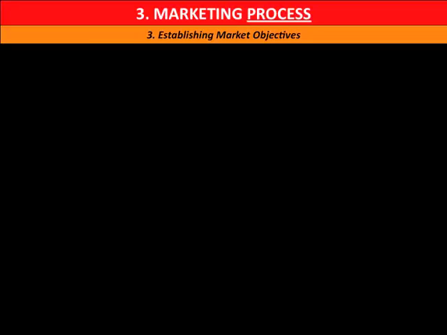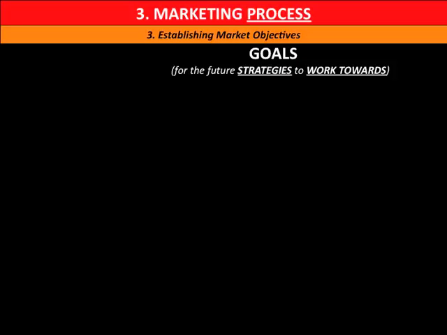The third step of the marketing process is to establish market objectives or marketing objectives. It doesn't really matter which one you say. The objectives are really goals, so goals for the future, and the strategies need to work towards those goals. It gives a better impression for the marketers if, rather than saying goals, you just keep writing objectives. It's just something you could do.